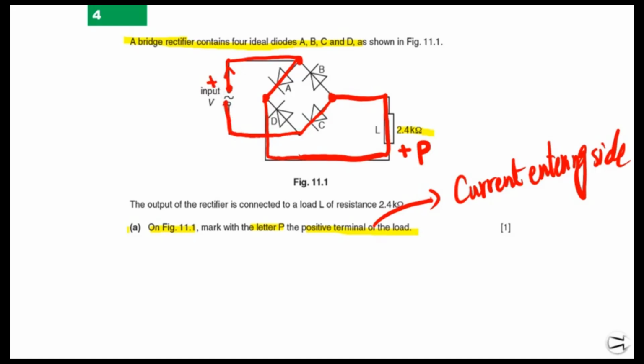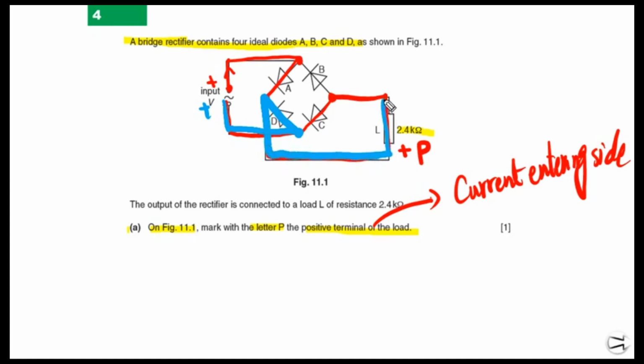We also need to understand the second case when the lower side is positive. Means when this side becomes positive, current will flow this way. Current will enter and then current will go like this. At this point, it will pass through D and then current will flow like this.